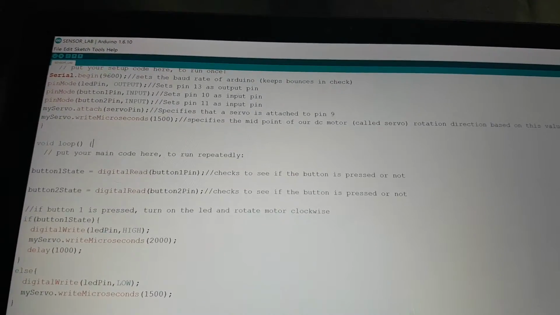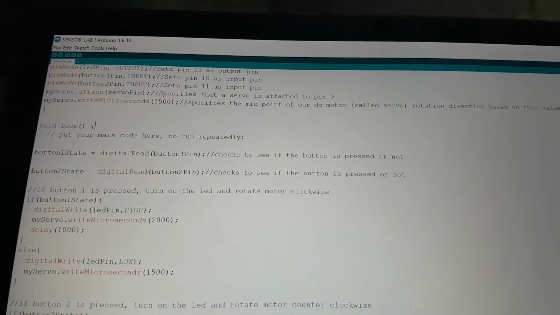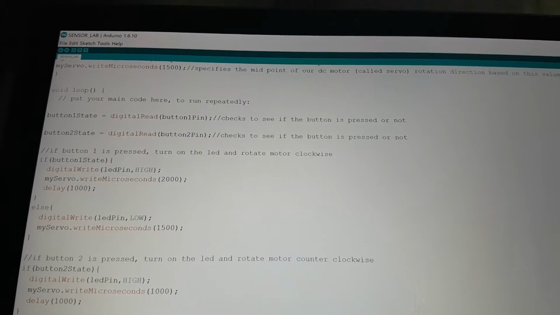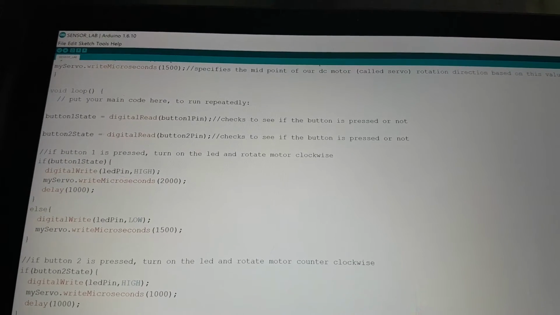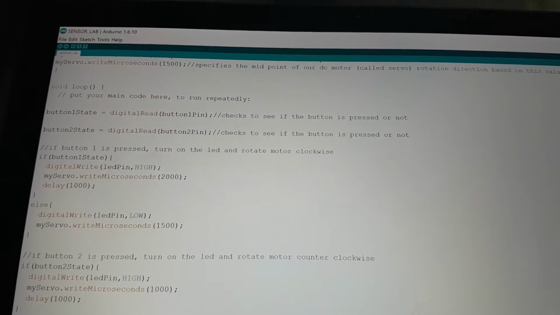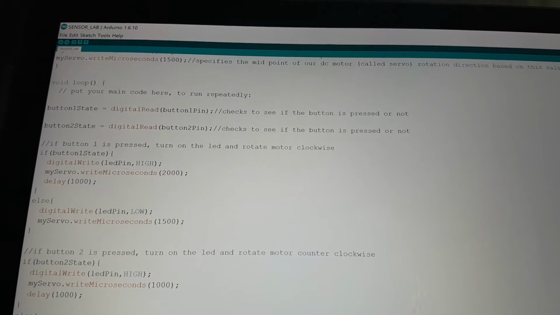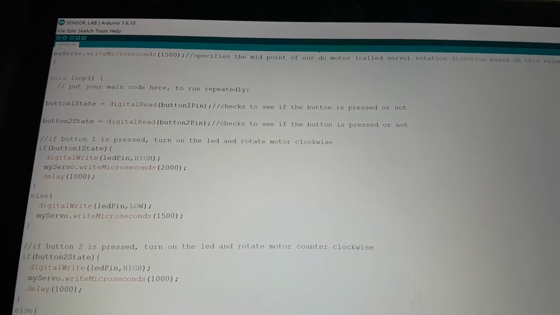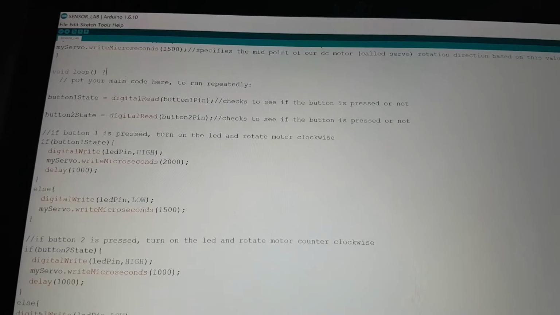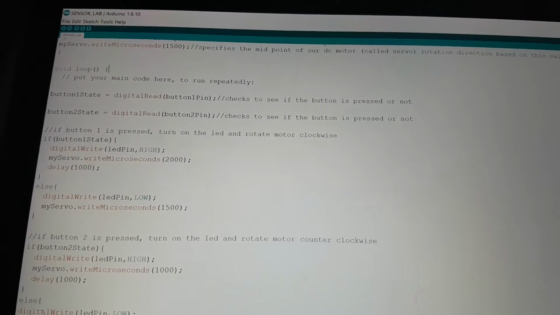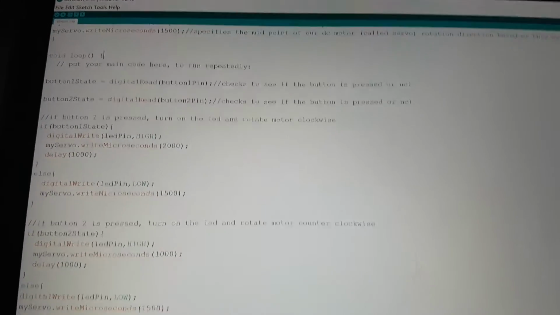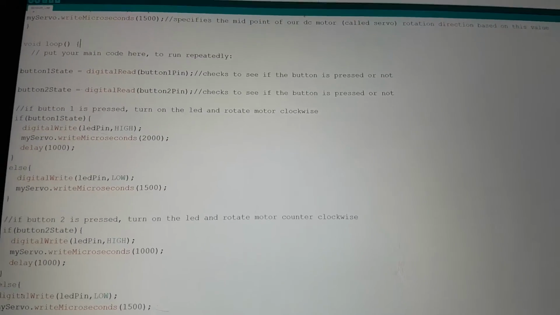Basically, button 1 state, which I made as a boolean. We want to check and see if it's being pressed or not, and we're checking button 2 also, and then we have an if statement for button 1. What it's going to do is make the LED high while it's being pressed, and then rotate the motor. I guess this was lifting the arm upwards, so I guess it's counterclockwise. Then we wait 1 second, or 1000 milliseconds. If it's not being pressed, then we keep the LED off and make sure the servo is not moving. Then we do the same thing for button 2.